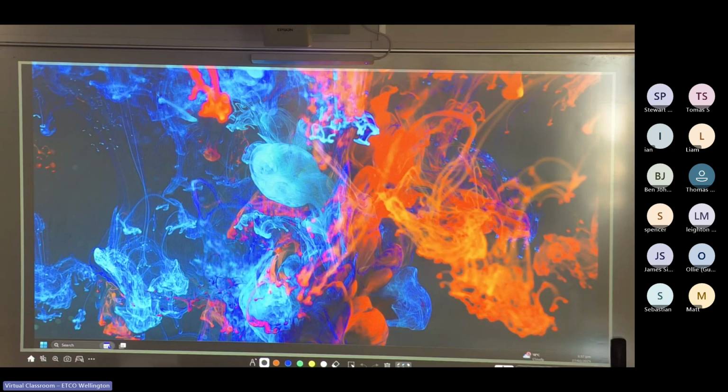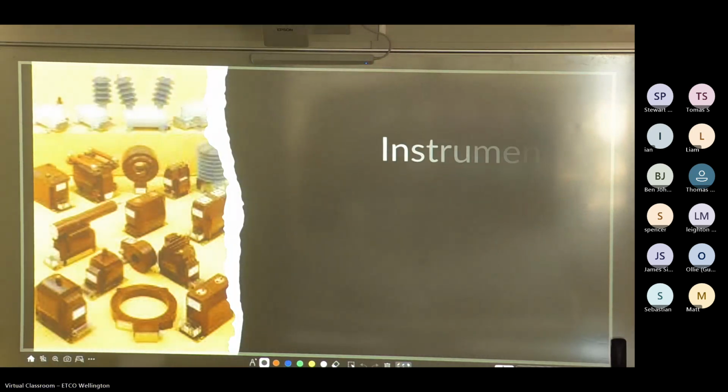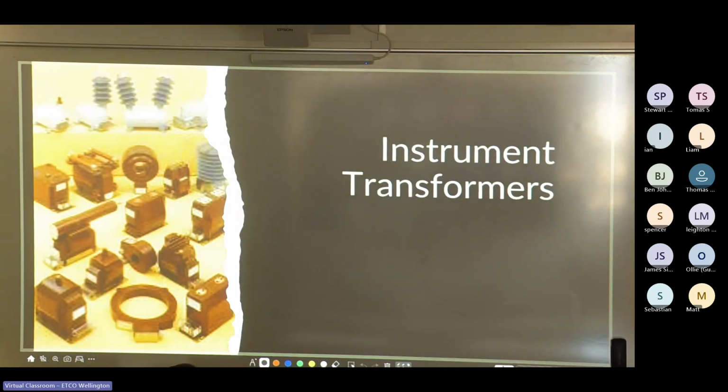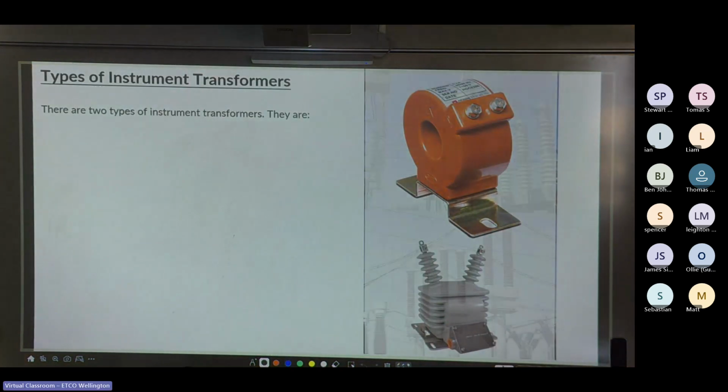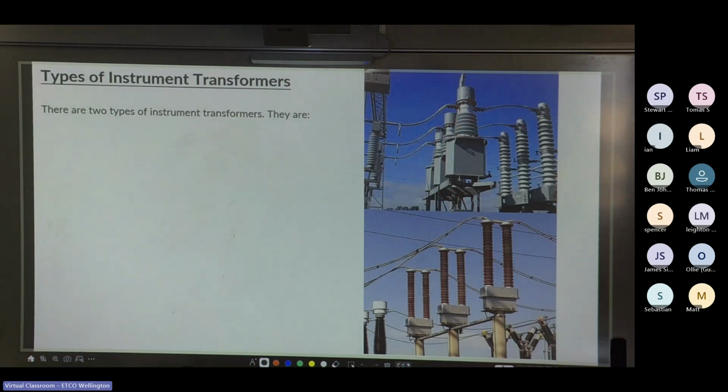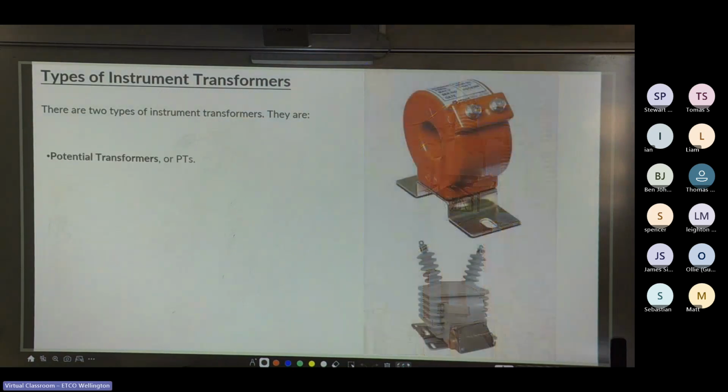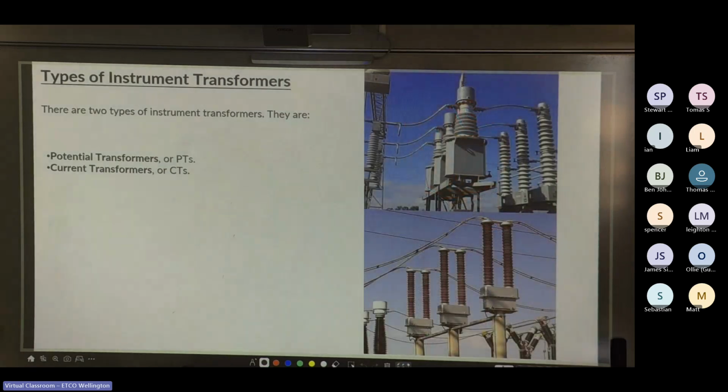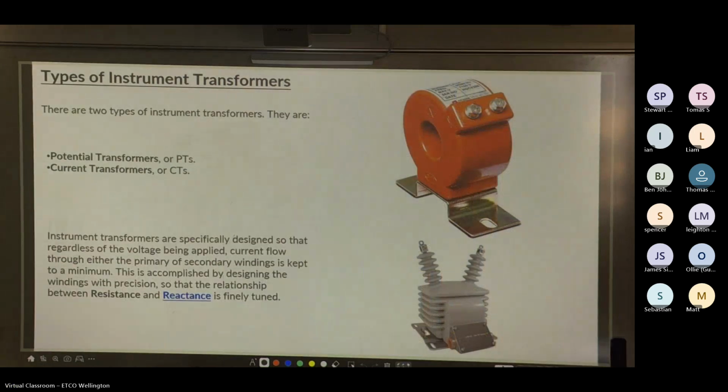Cool. So tonight we're going to have another look at transformers. Specifically, we'll be looking at instrument transformers to start with, and then after that, looking at efficiency. Cool. So instrument transformers. There are two types of instrument transformers, and they are potential transformers or PTs and current transformers or CTs. We did touch on this last week. I think I did glaze over it a bit.